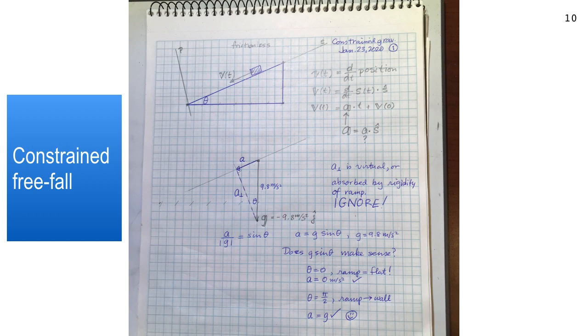Now let's check the other extreme value. Theta equals pi over 2. In this one, the ramp has become a wall, straight up and down. Now sine theta at pi over 2 is equal to 1. So that looks nice. This is consistent with what our common sense will tell us about what's happening on a ramp. All right. Now I want to go to the next page.